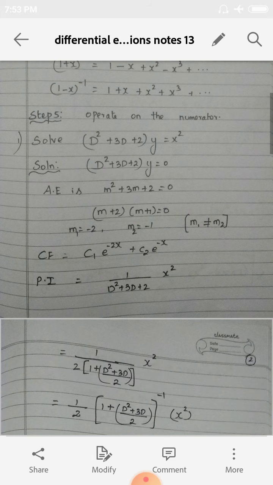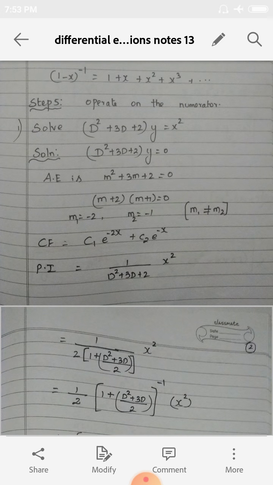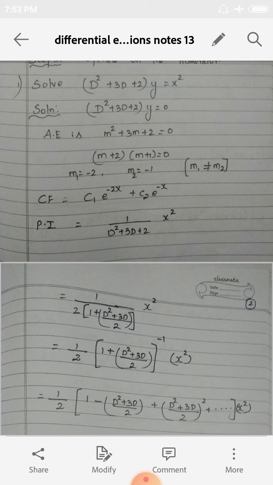See the problem. Solve d square plus 3d plus 2 of y is equal to x square. The right hand side is x square. So first we have to find the complementary function. As usual, the same procedure. So first write the auxiliary equation: m square plus 3m plus 2 is equal to 0. And then find the roots of the equation. What are the roots? m plus 2 and m plus 1 is equal to 0. So we get the two roots, m1 is equal to minus 2 and m2 is equal to minus 1. The roots are real and distinct.